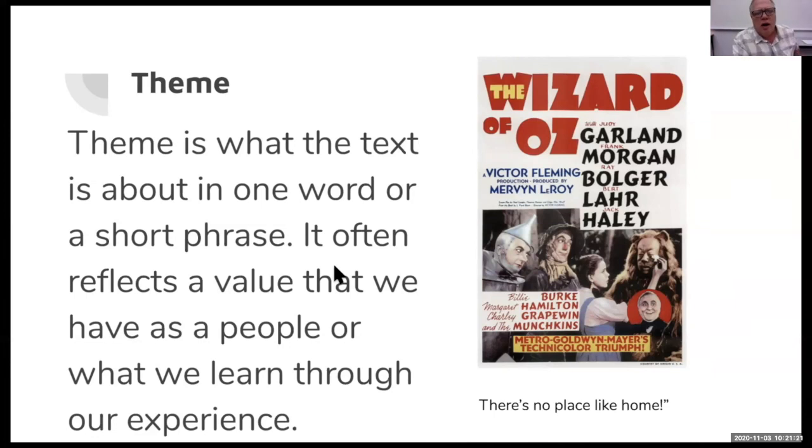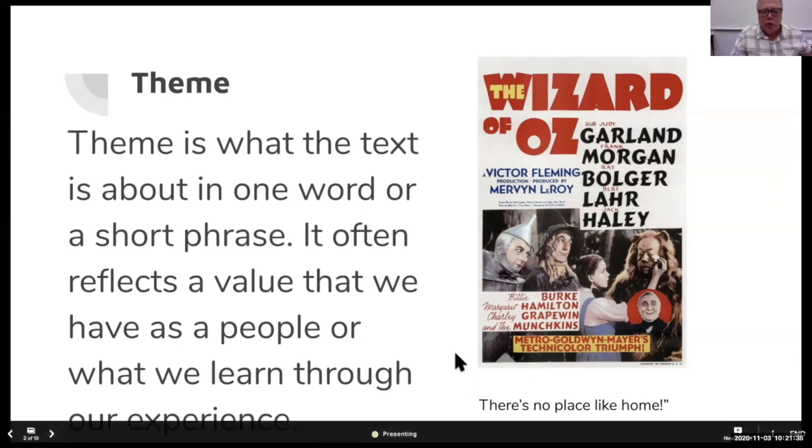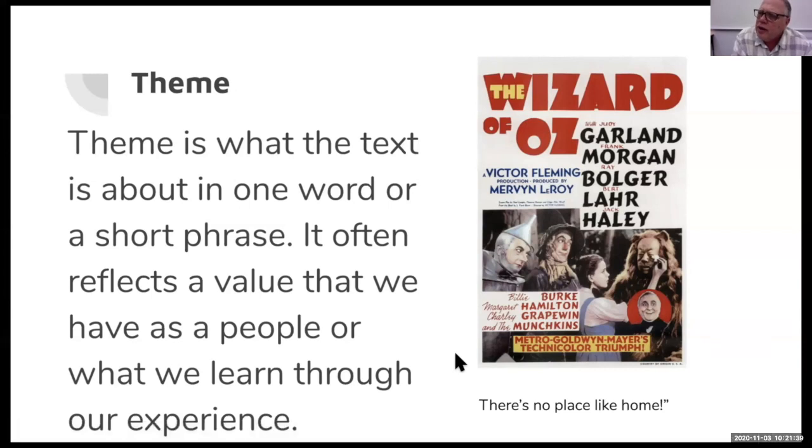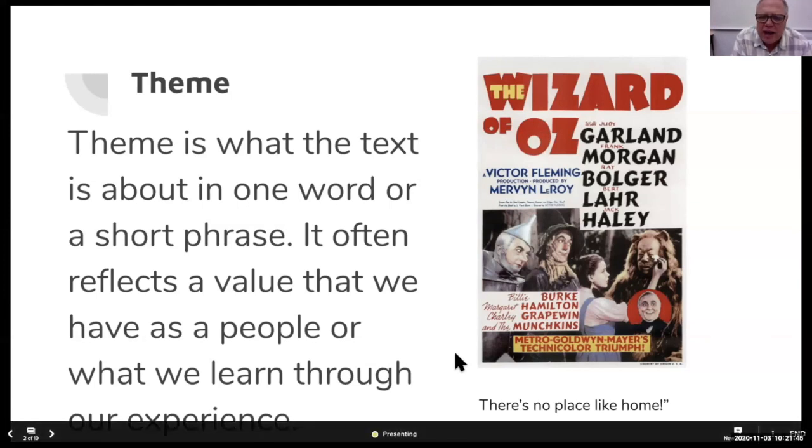Now, Mr. Hartman, I always learn something from you, but theme is what the text is about in one word or a short phrase. It often reflects a value that we have as a people or what we learn through our experience. And that's important, because experience is the chief way we learn. More than any other way, we learn by experience.